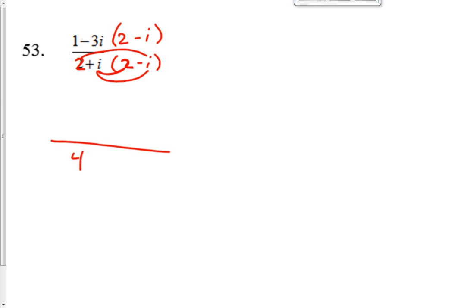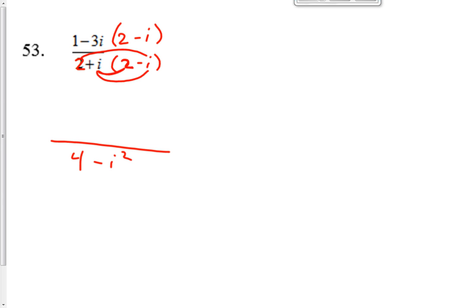Question number 52, when there's a binomial with imaginary numbers, you've got to multiply by the conjugate, which is 2 minus i. Multiply by 2 minus i. So in the denominator, you take 2 times 2 to get 4. Outside term when you FOIL would be a positive 2i. Inside it would be a negative 2i, and those would cancel. And so then last times last, i times a negative i is a negative i squared.